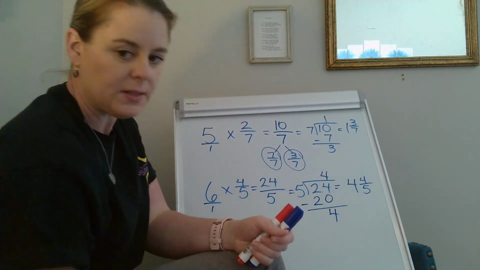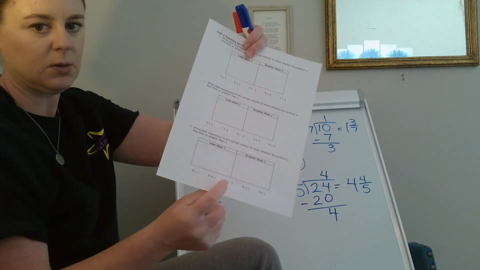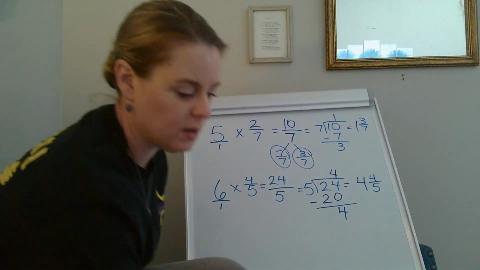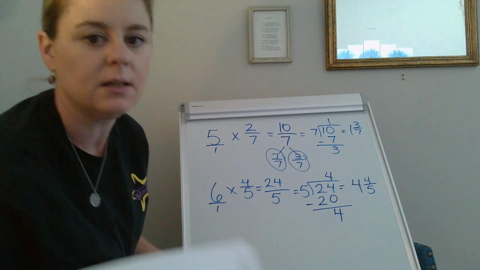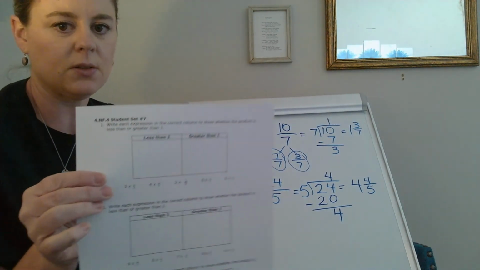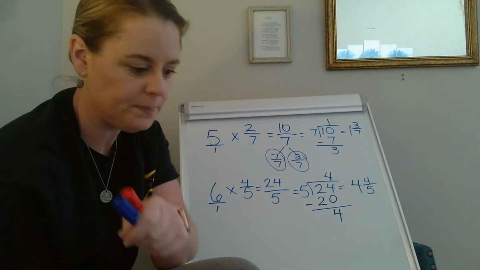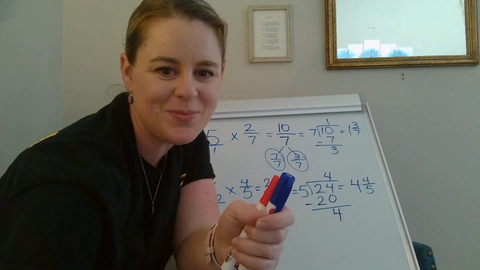You can cross off this bottom one, or you can do it as extra practice if you want to. And then you have your student set, number 7. So student set number 7, you have 3 of them there to do. Go ahead and do those, turn them in, and I'll see you tomorrow. Bye.